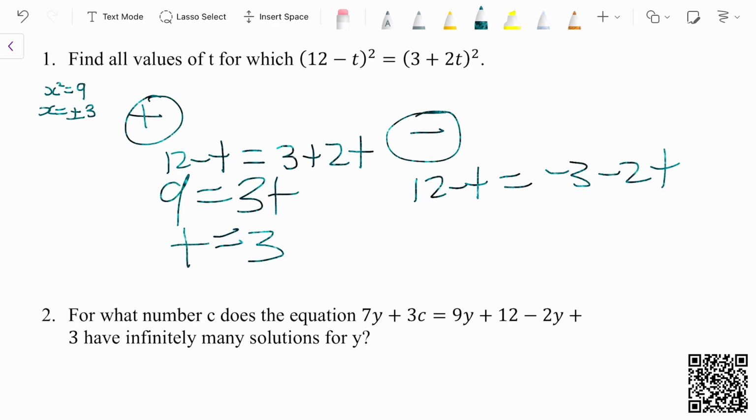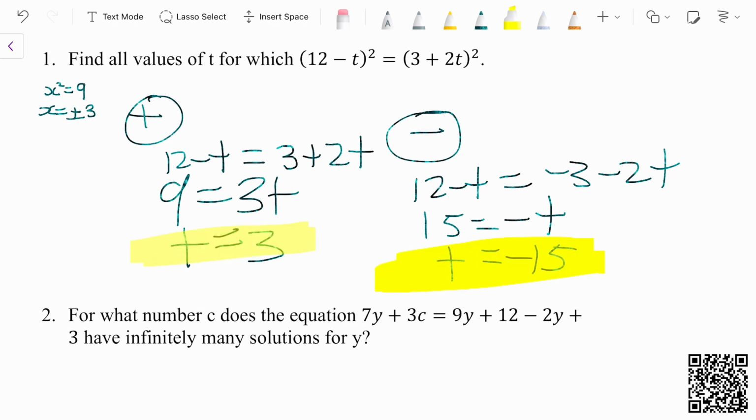Because when you solve this, it is actually virtually nothing like the first one. So you actually have to go through it. So we go 15 equivalent to negative t. So then t would be equivalent to negative 15. That is not equal to negative 3. So you actually do have to solve this. No cheat codes. Not for me, at least.